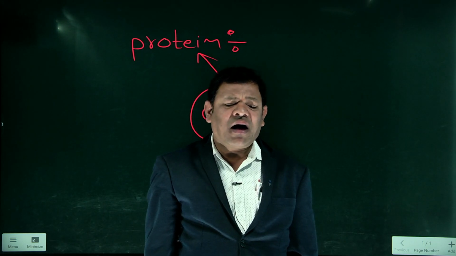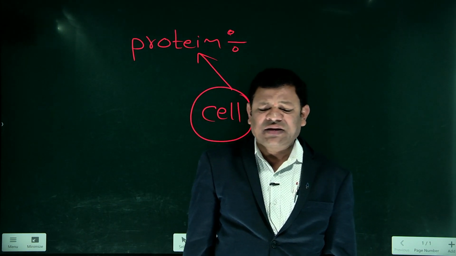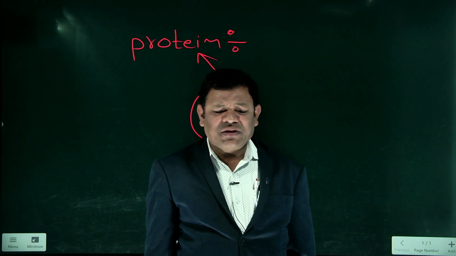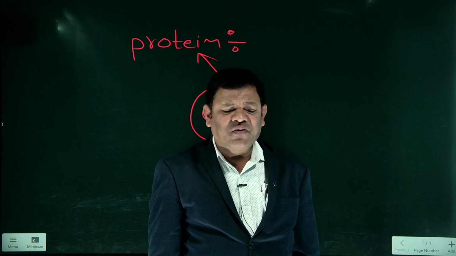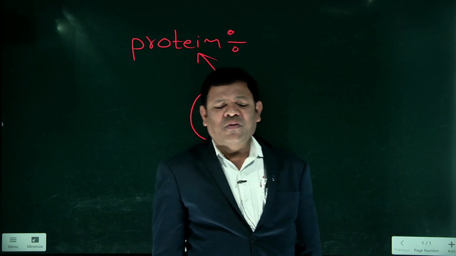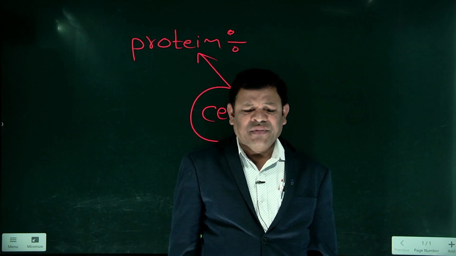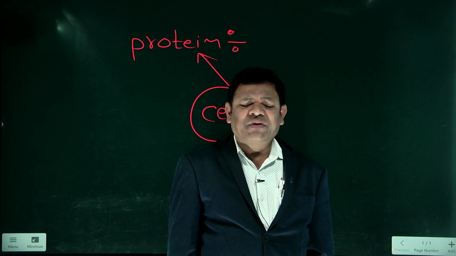So plants are also made up of proteins, animals also made up of proteins. Yes or no? For example, if you are constructing this house, you require bricks, cement, water and so on. Like that, our body is also made up of protein. So protein is also one type of nutrient.